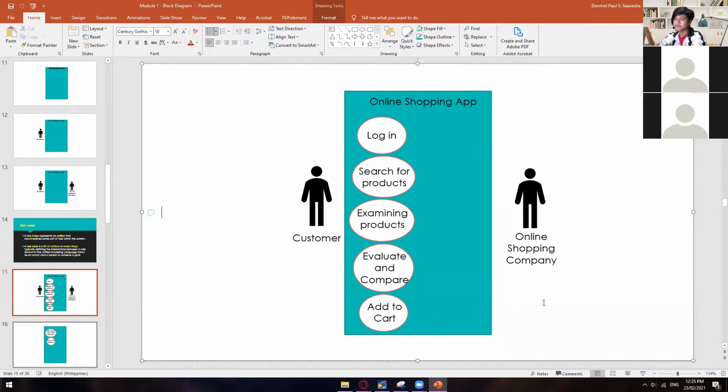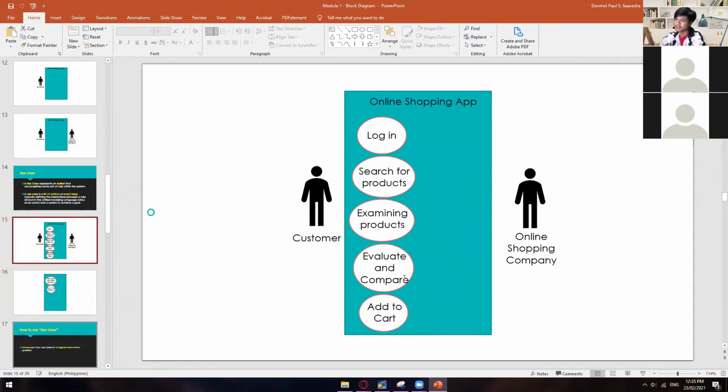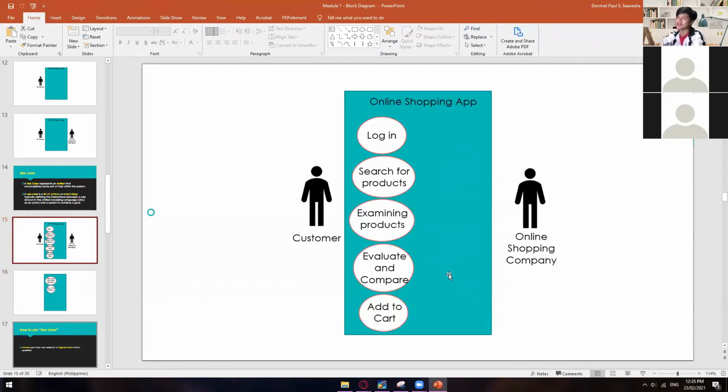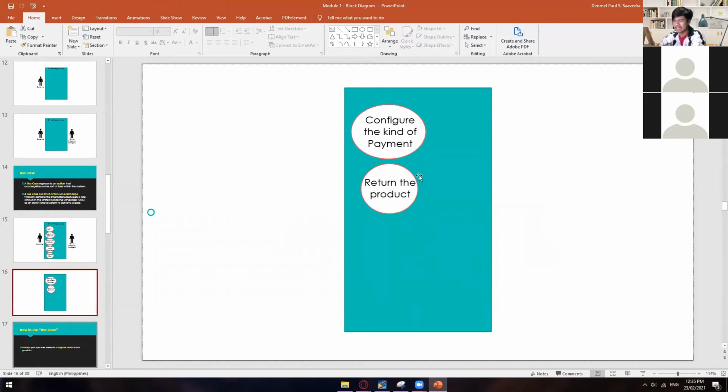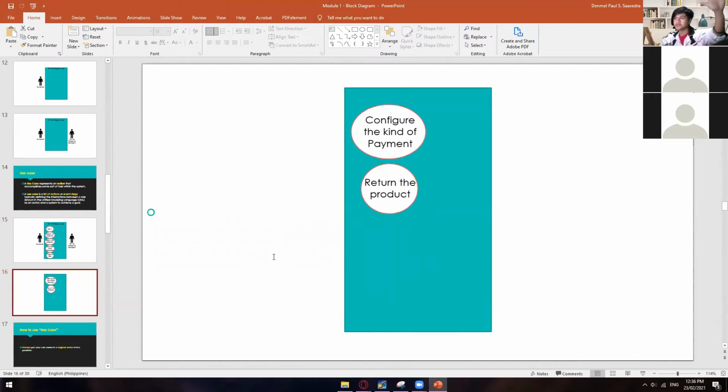So it's not only limited to the add to cart. We have an additional here, which is configure the kind of payment and then return the product. Supposedly this one is connected right here, but since we don't have enough space, I've just put it below that system. So this is another system which is a continuation of this system. All right, so can you guys still follow?